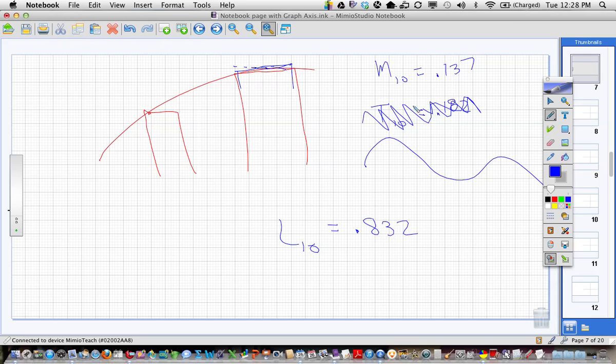So midpoint and trapezoid go together. If one's over, the other's under, and vice versa. And lefts and rights go together. If one's under, the other's over, and vice versa, okay?